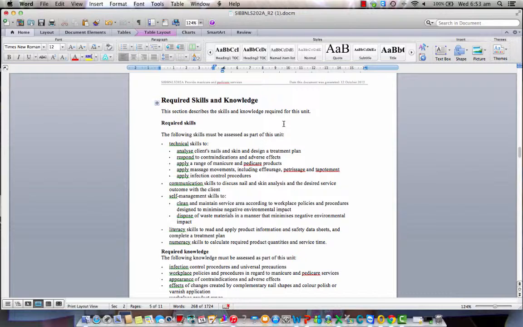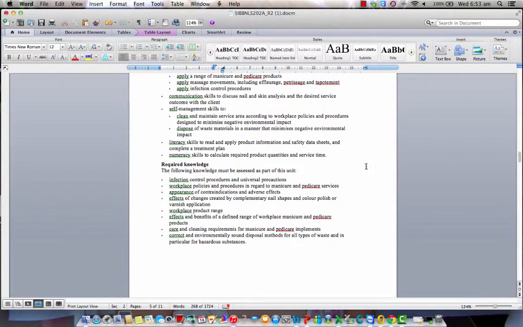So if we can't cover the required skills with a practical observation, we're going to fill in those gaps with a theory-based assessment. Underneath, you have the required knowledge, which is usually covered by theory-based assessments, but again, it may be appropriate to cover certain parts with a practical assessment. Just ensure all points of skills and knowledge are covered.